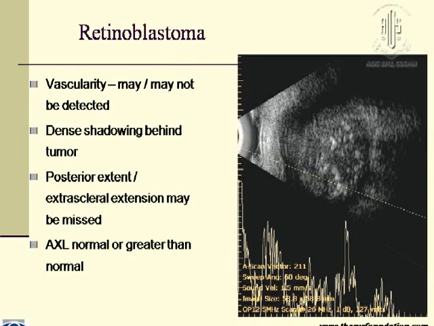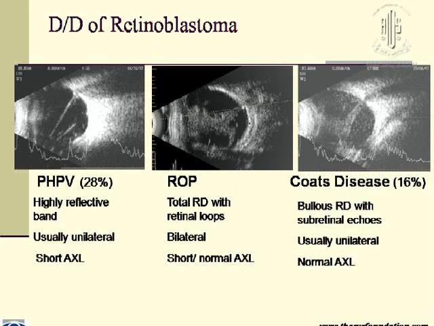In some situations where dense calcification causes significant shadowing, one might have to go for a CT scan, especially to know the exact posterior extent and to know the optic nerve invasion. Some of the other conditions which can present with leukocoria can definitely be distinguished based on ultrasound, like PHPV, ROP and Coats disease. It has already been covered. PHPV typically shows a band, ROP shows the RD closed funnel with peripheral loops, and Coats disease also shows RD with subretinal echoes, but characteristically none of these lesions shows any mass lesion.